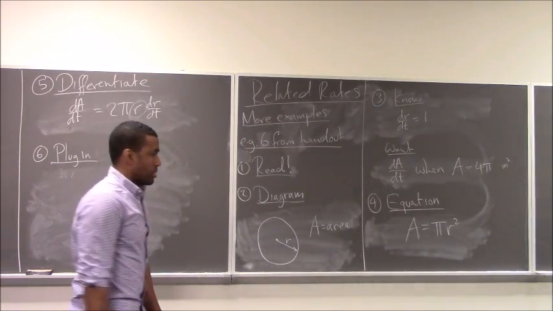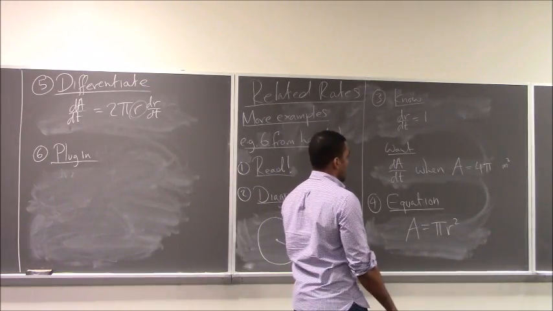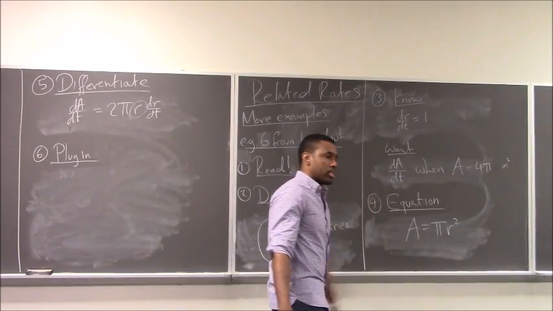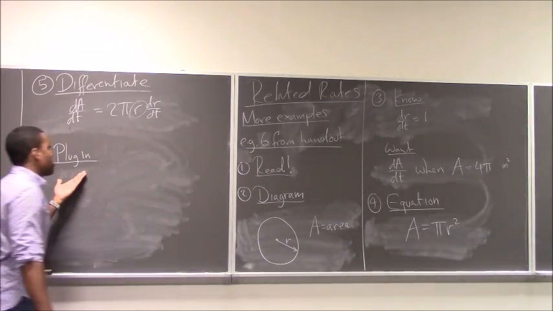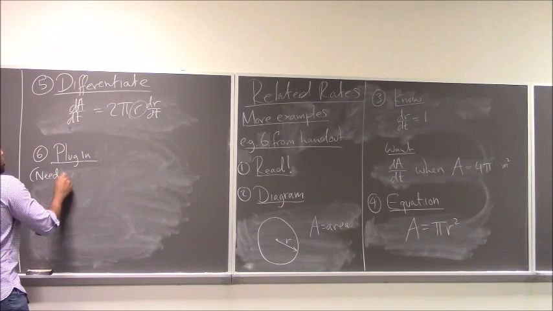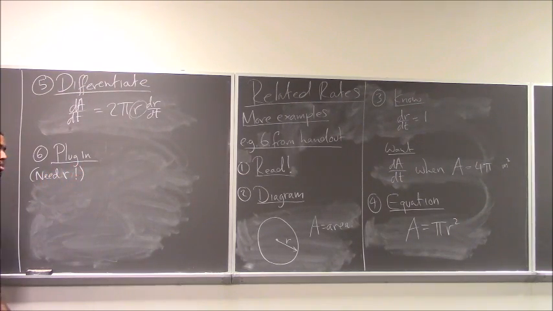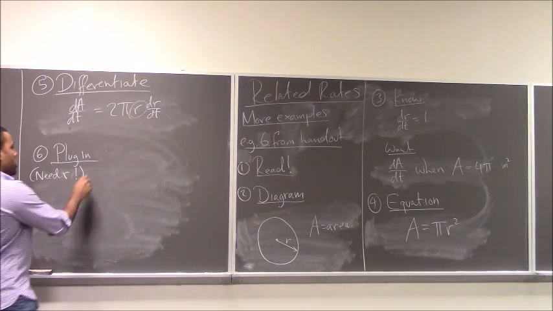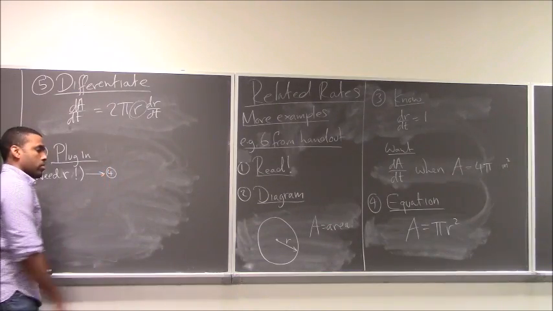Yeah? Put 4 pi back into the A equals pi r squared equation. Go back to step 4. So we got to this part. Notice that here we need r. So what we do is go to step 4 to find r.